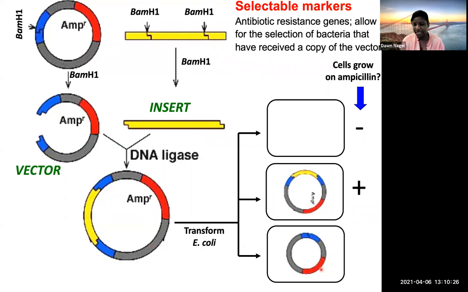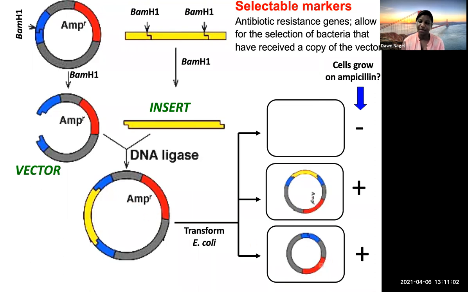So what would happen in this case? Would these cells grow on a plate that contains, or a media that contains ampicillin? No? Okay. Any reason why you think it's no? Yeah, so actually, they will grow. The reason they will grow is because even though they don't have the insert, they still have the ampicillin resistance gene, right? So they will still grow.